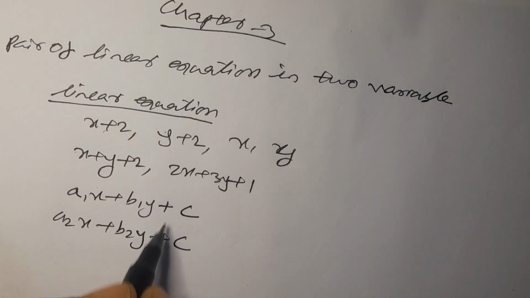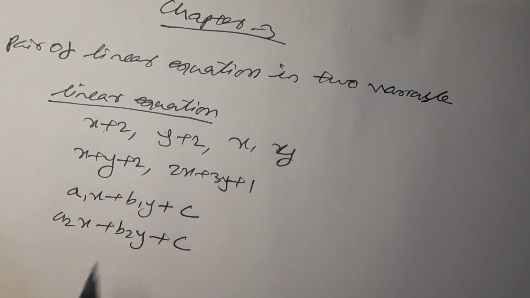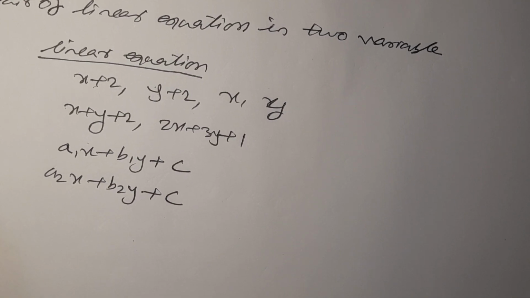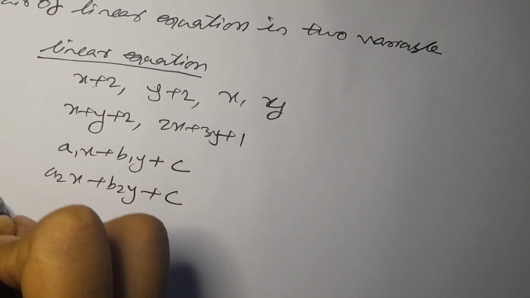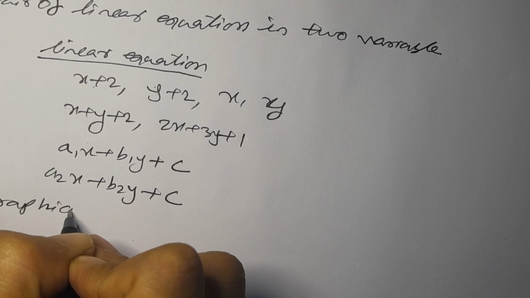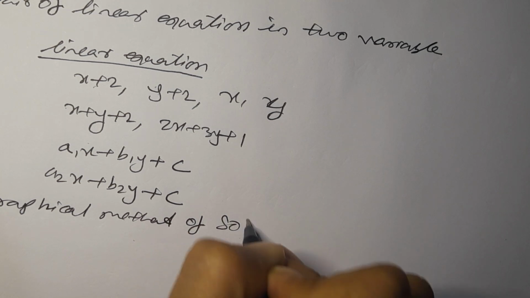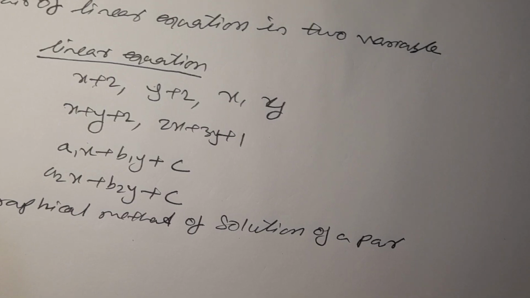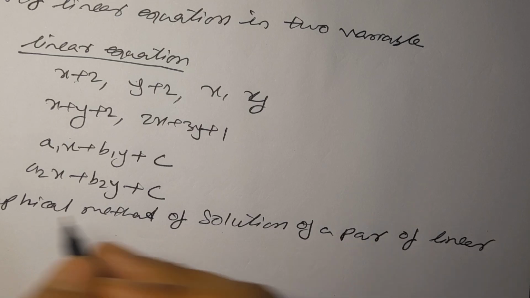In this chapter we have to solve these equations. Here only three methods are given. The first method we will deal with is the graphical method of solution of a pair of linear equations. We are going to solve these equations in a graph.